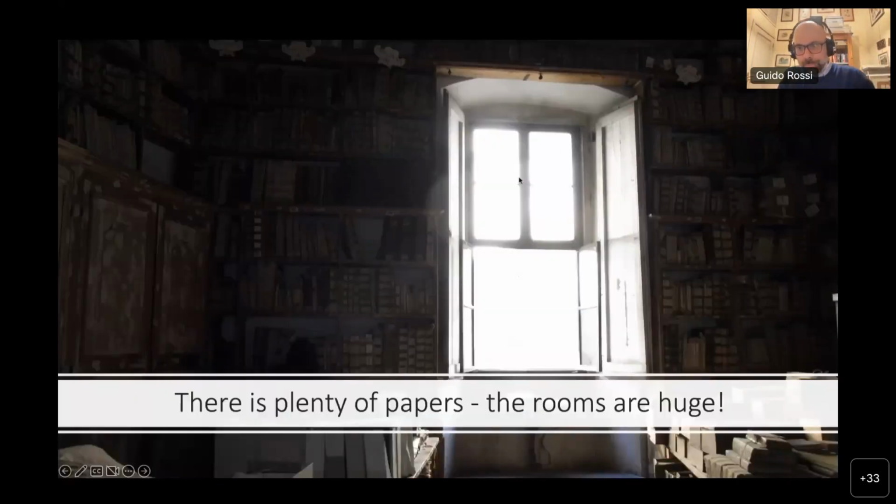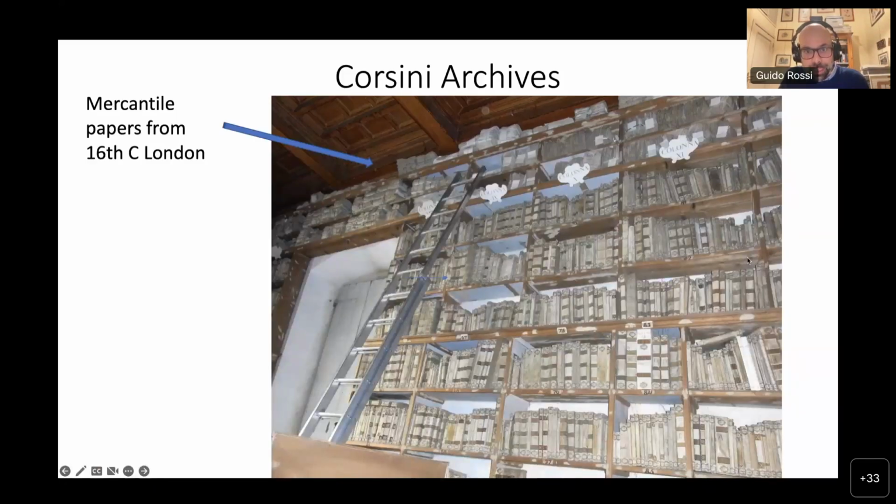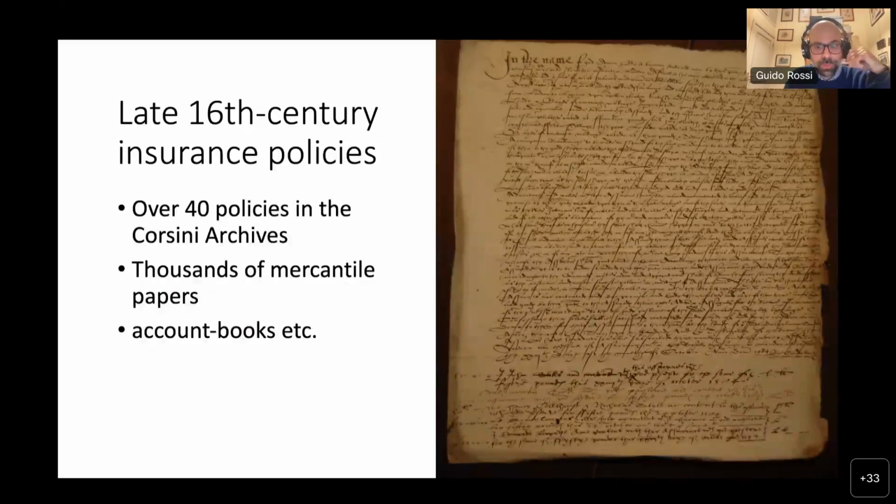I wasn't able to take better pictures of the rooms, but each room is very huge, which means that if you think of all this place here in between the ceiling and the last shelf, there's plenty of room for a lot of papers. Indeed, from the Corsini archive, we were able to find plenty of mercantile documentation, many thousands of mercantile papers, correspondence between merchants, account books, and among many other things, also over 40 insurance policies made in London.